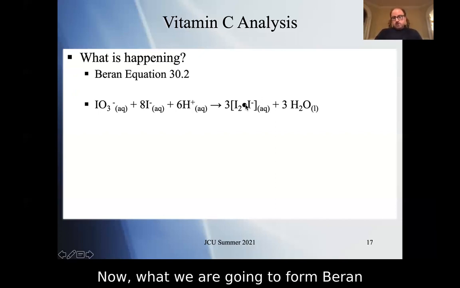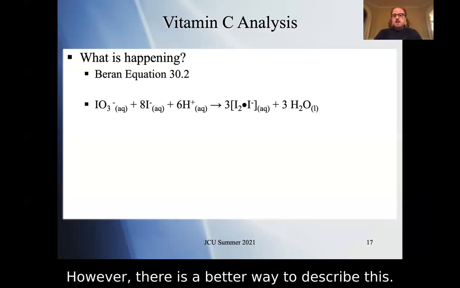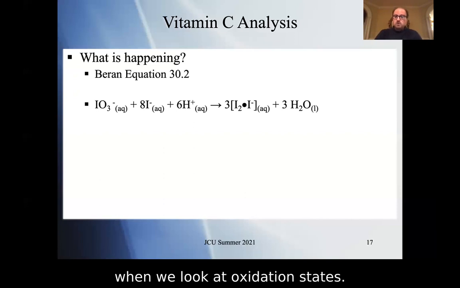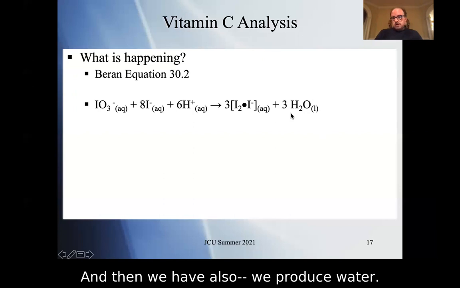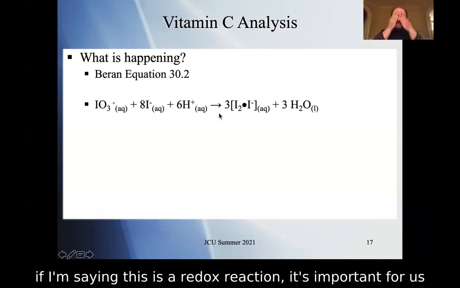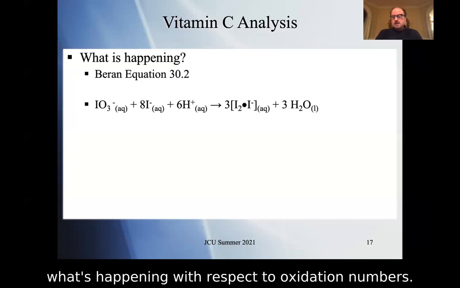Now, what we are going to form, Barron calls the triiodide ion, I3 minus 1. However, there is a better way to describe this, and we will see why this is better in a moment when we look at oxidation states. And then we produce water. Now, in terms of oxidation states, if I'm saying this is a redox reaction, it's important for us to go through and actually figure out what's happening with respect to oxidation numbers.